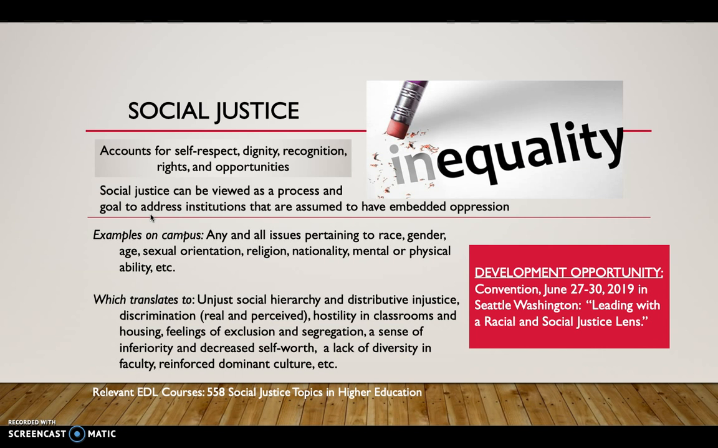Social justice can be viewed as a process and goal that addresses institutions that are assumed to have a certain amount of embedded oppression in it. Issues that may arise are any issues that pertain to race, gender, age, sexual orientation, religion, nationality, mental or physical ability, which translates to me as an unjust social hierarchy of distributive injustice, discrimination, real or perceived, hostility in classrooms and housing, feelings of exclusion and segregation, a sense of inferiority and decreased self-worth, a lack of diversity in faculty, and just overall reinforces the dominant culture of campus.